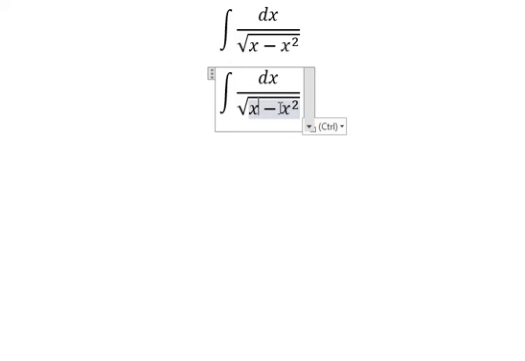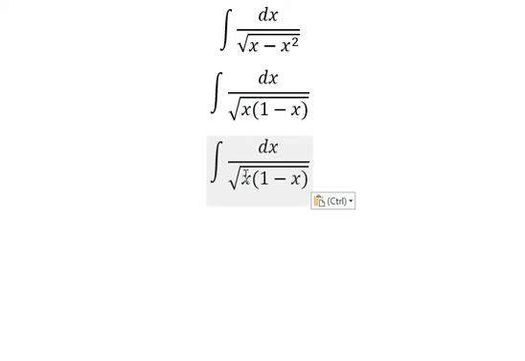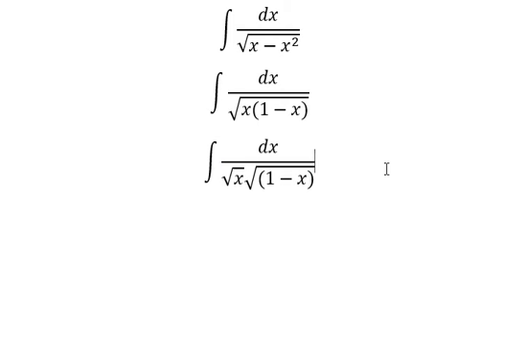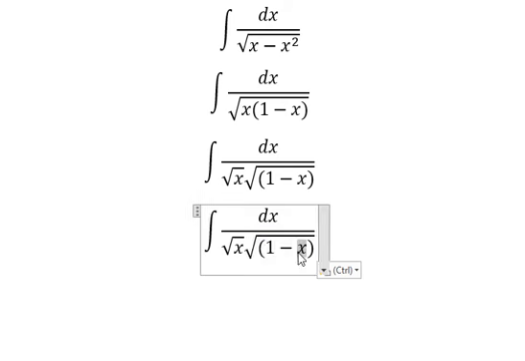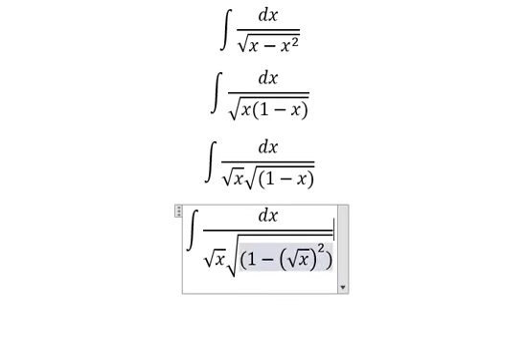We can do factorization. Now I will put the square root of s outside. Next, about s, that is the square root of s to the power of 2.